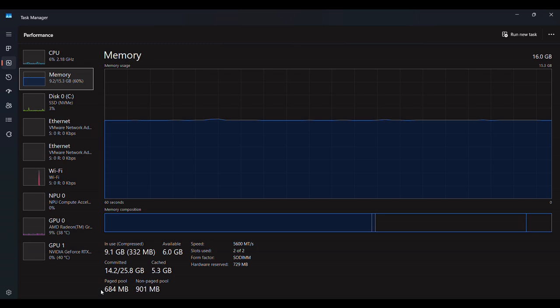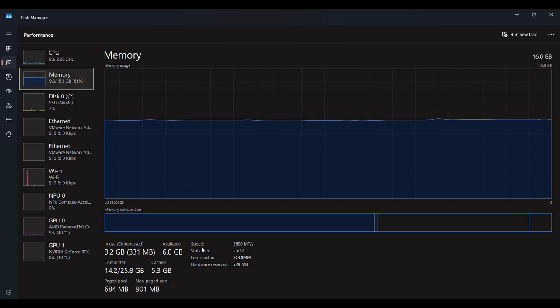Paged pool and non-paged pool. The paged pool contains kernel memory that may be temporarily moved to disk when not actively required. The non-paged pool contains critical kernel memory that must always remain inside physical RAM. Administrators often monitor these values during advanced troubleshooting of drivers, kernels, memory leaks, or system instability.